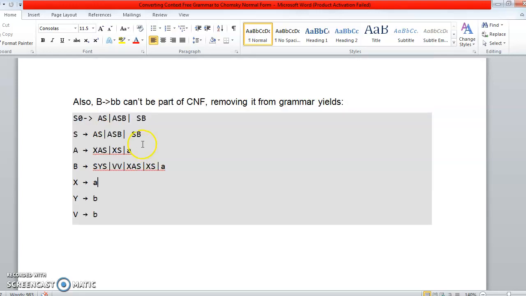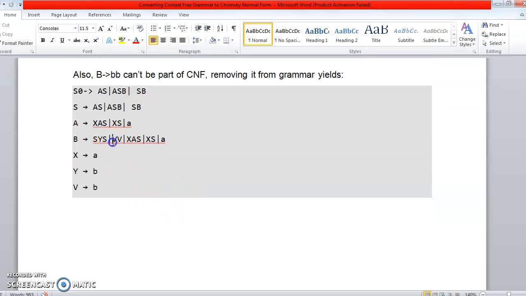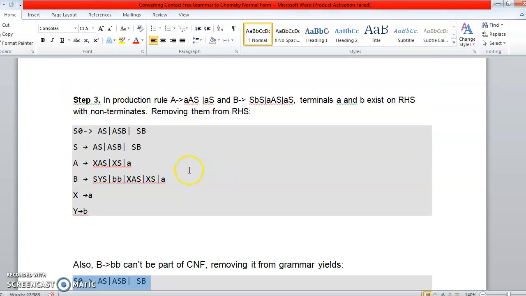Okay, but this is not possible: B produces two terminals. So we replace the two terminals by the two non-terminals. So you just write B produces V V. So these are the production rules without the mixtures of terminals and non-terminals in the right hand side.